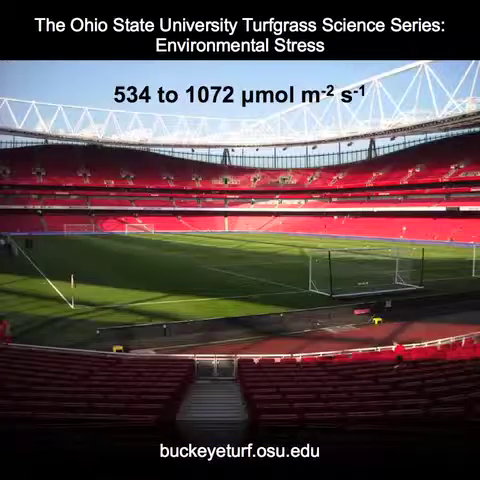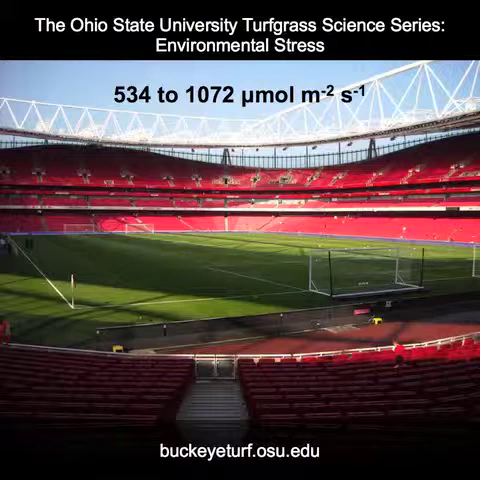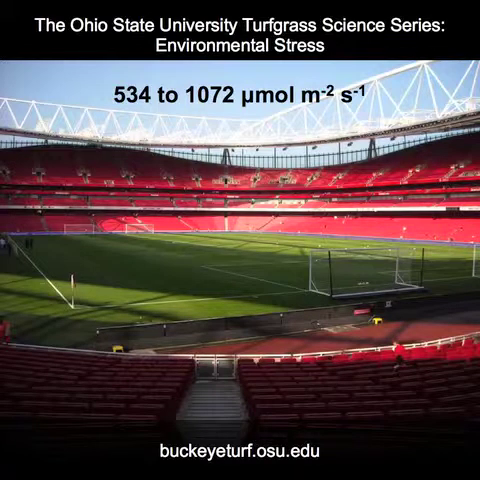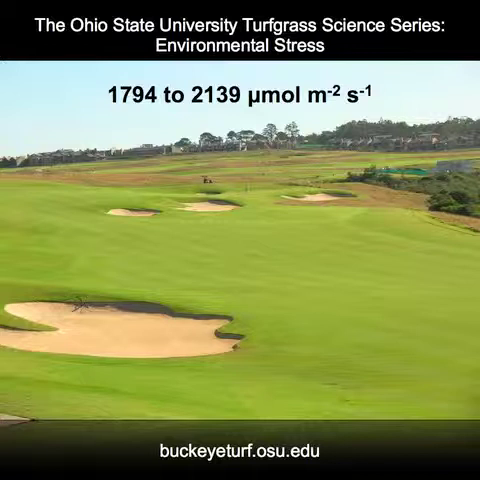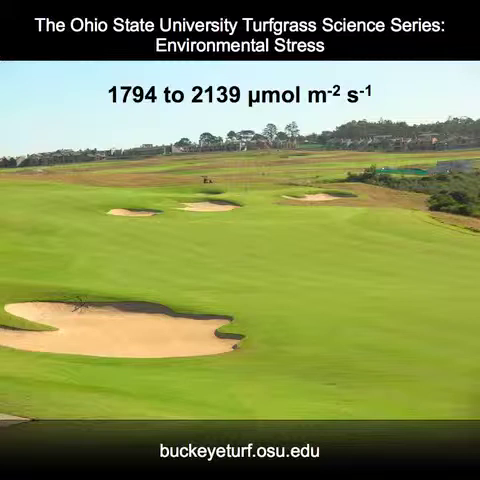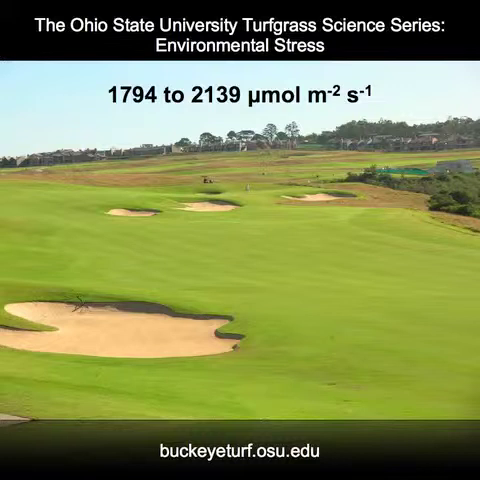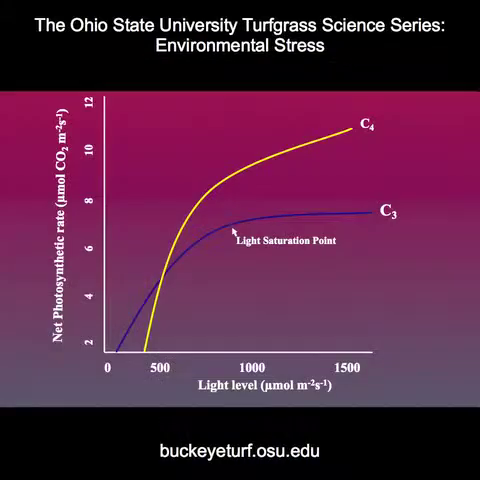For cool season turfgrasses, the light saturation point ranges from 534 to 1,072 micromoles per meter squared per second. For warm season turfgrasses, this range is much higher, and it ranges from 1,794 to 2,139 micromoles per meter squared per second. Graphically, cool season turfgrasses reach maximum photosynthetic capacity at about 1/2 full sunlight, while for warm season turfgrasses it occurs at a much higher level.